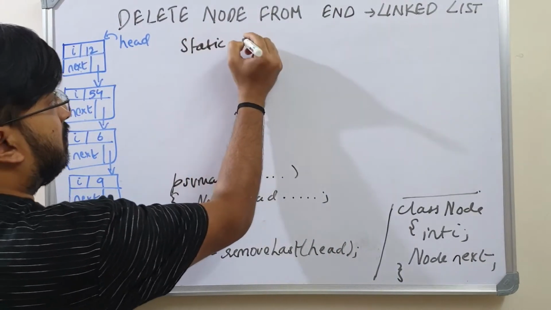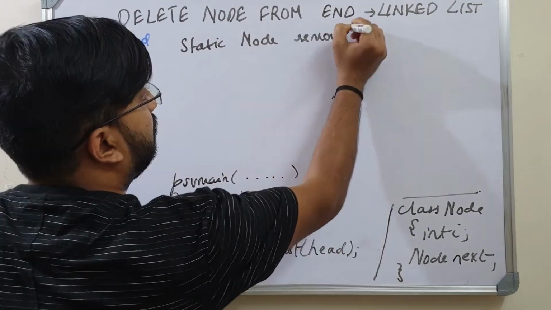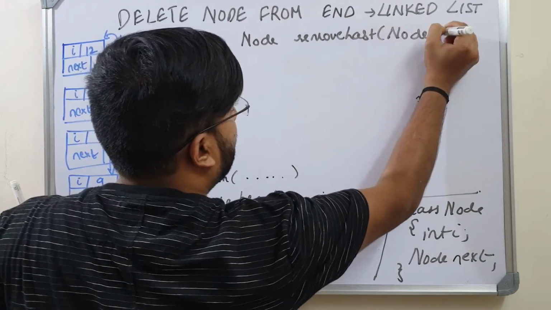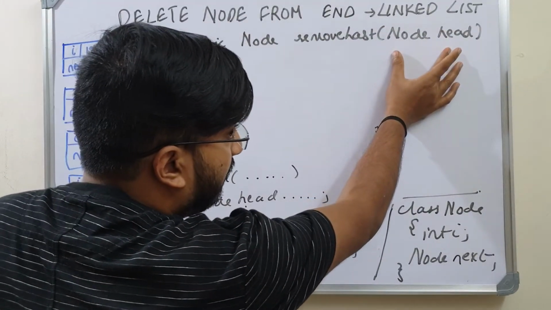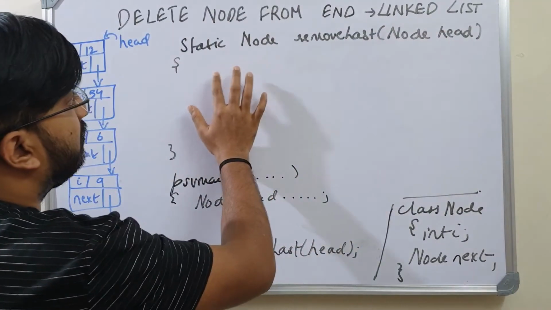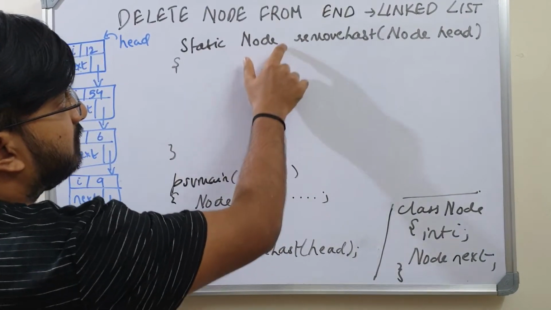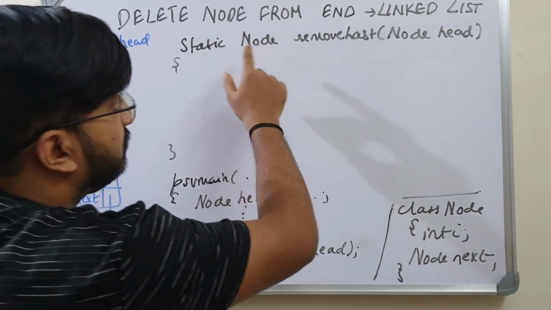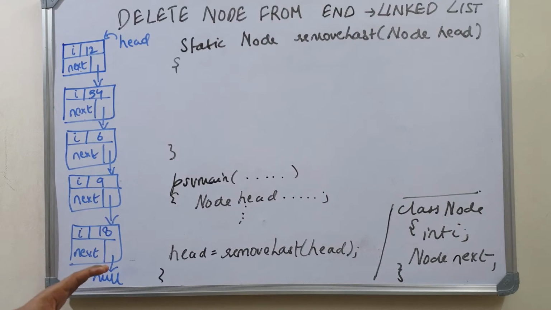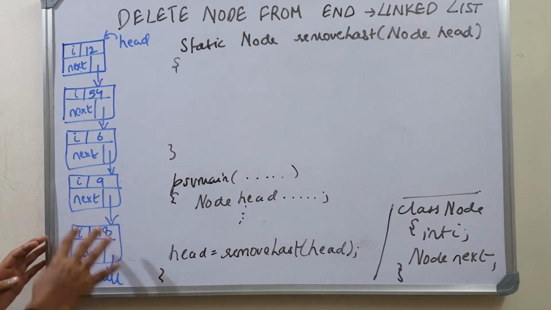Static Node removeLast(Node head). So this method takes in the head, which is the head of the linked list, removes the last node in the linked list and returns the head. So that's why the return type of this method is of type Node. So now how do you remove the last node? This is the node and you have to disconnect it.